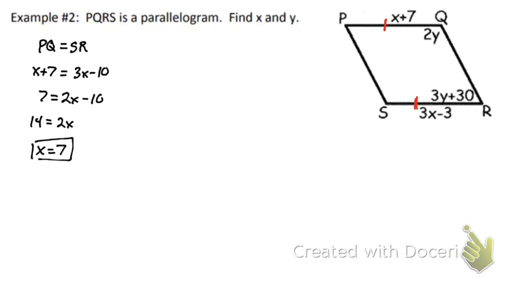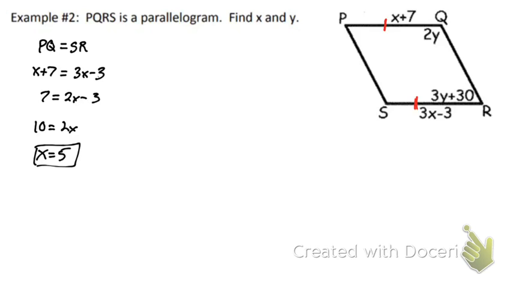So it should have been 3x minus 3, right? This should have been a 3 here. But all the steps would be the same. I subtract x from both sides. We have 7 equals 2x minus 3. I would add 3 to both sides. 10 equals 2x. And x would equal 5. All right, cool.